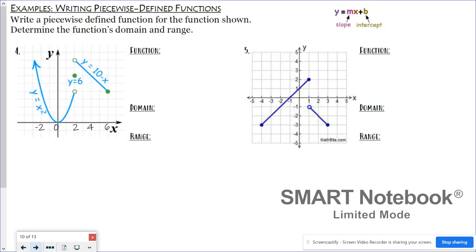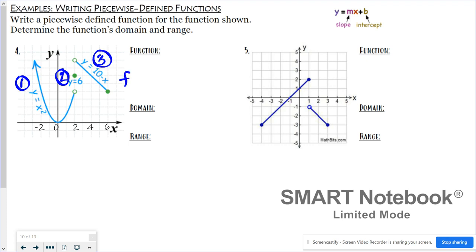Okay, so when we write a piecewise function, we have to write a rule for each piece of the function. We also need to identify where that piece is happening. So in number 4, I technically have 3 pieces. One of my pieces is given by the parabola y = x². The next piece is that simple point at y equals 6. And then the third piece is y is equal to 10 minus x.